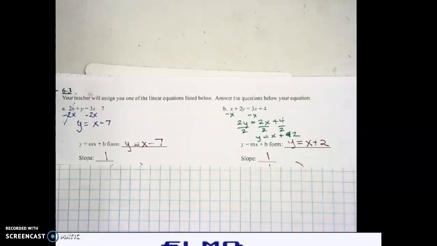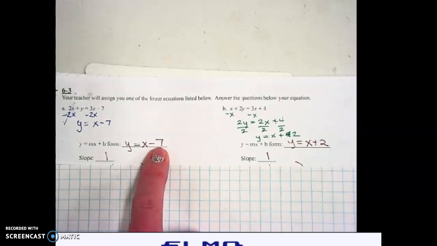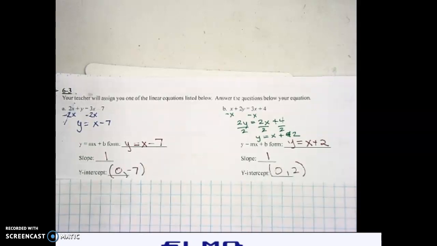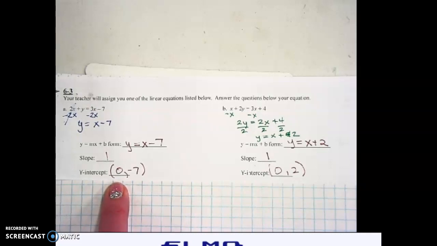Then it asks you what is the y-intercept. -7. It should be -7. If there's a 1 there, then the other number has to be the y-intercept. So your y-intercept is going to be at 0, -7.